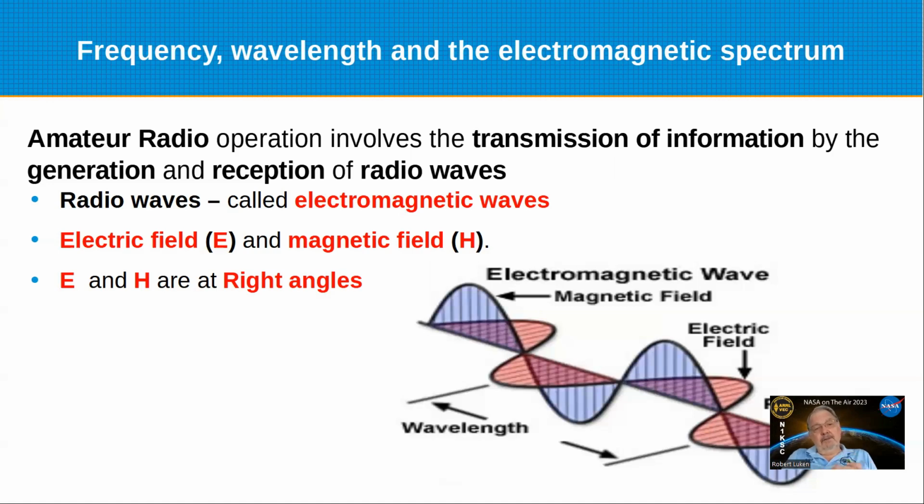The electromagnetic waves are composed of an electrostatic field, which we call the E field, and an electromagnetic field, which we call the H field, and they're perpendicular to one another. If you see in the little picture, they're showing the red electrostatic field. In this case, it's a horizontally polarized wave. The magnetic field is 90 degrees from that, or vertical. We mostly deal with the electrostatic field.